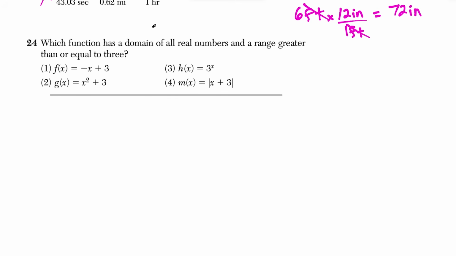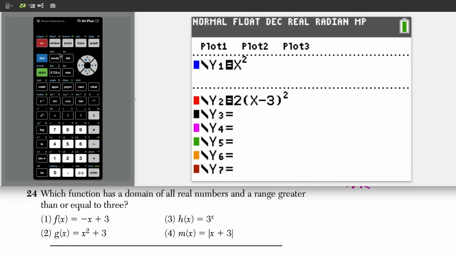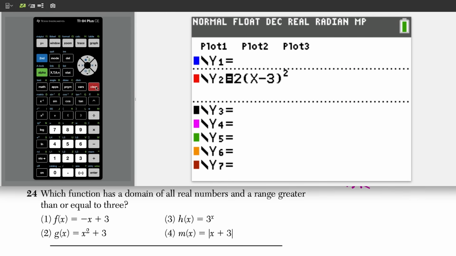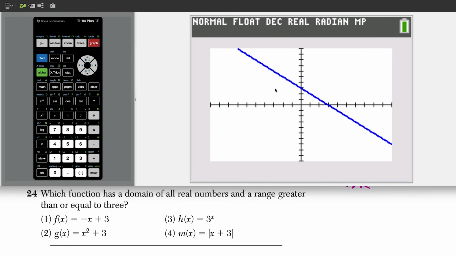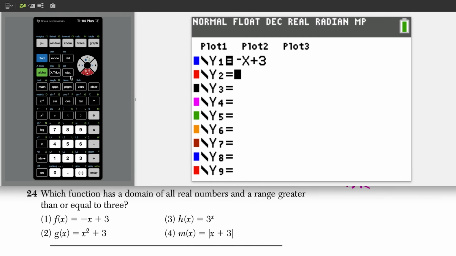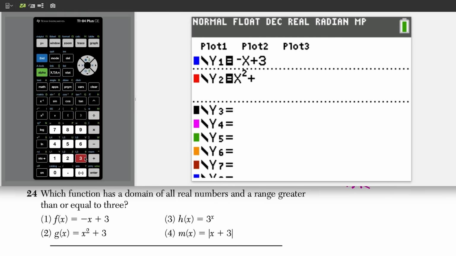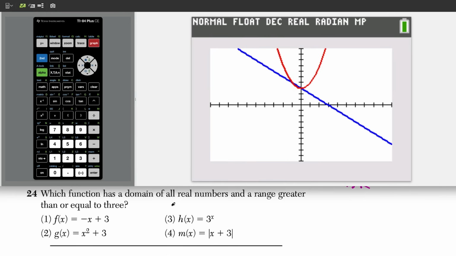Question 24, which function has a domain of all real numbers and a range greater than or equal to 3? So for this one, we'll just go over to the y equals, and I could type in all of the functions at once, or I could do these one at a time and then just sketch what they look like. So we have negative x plus 3. This is a linear function. So there's the line y equals negative x plus 3. And then we could type in the others. We have x squared plus 3. And then we also have these other two here.